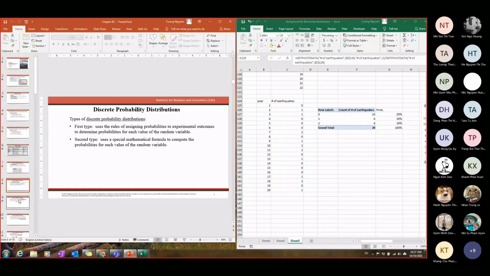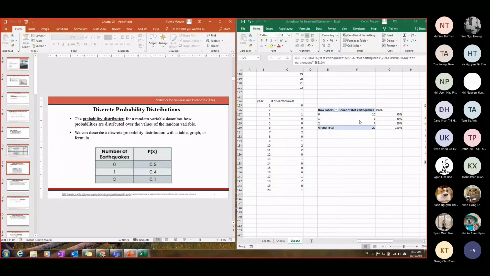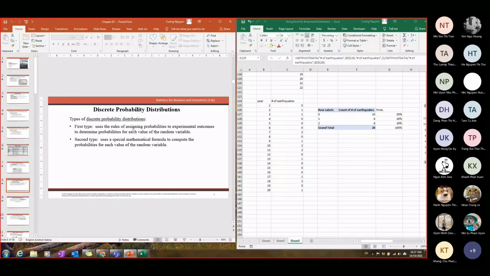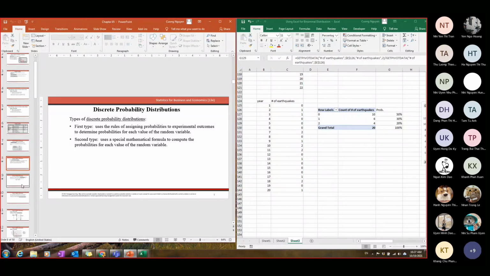So we have 2 ways to generate a discrete probability distribution. The first way, we do the same thing as this: we just do everything by counting and assigning the number. Another way, we use a mathematical formula, which we will learn later in the chapter. However, you have 2 ways to create a graph like this. I demonstrated the first way: use the rule of assigning probabilities to the experimental outcome and the number of probability associated with the outcome.